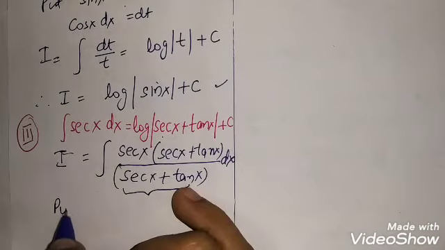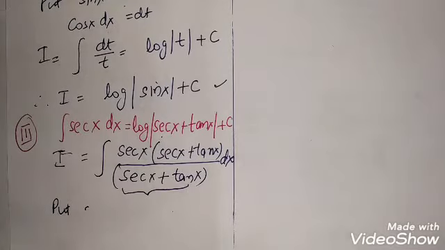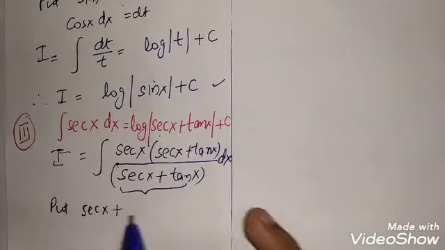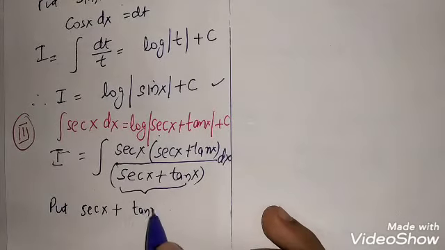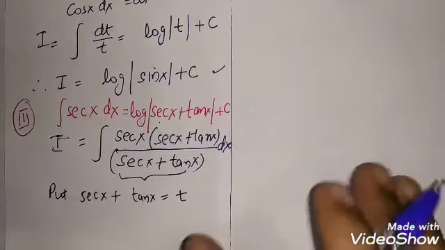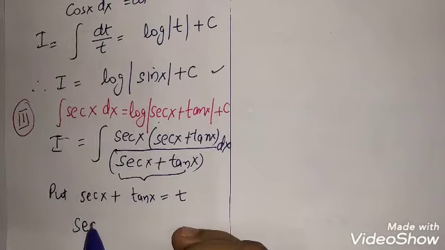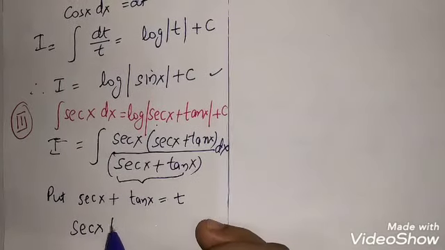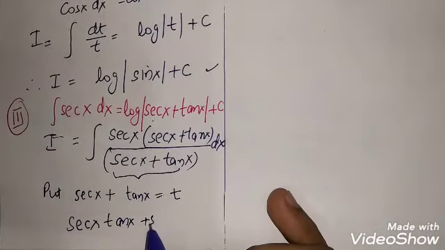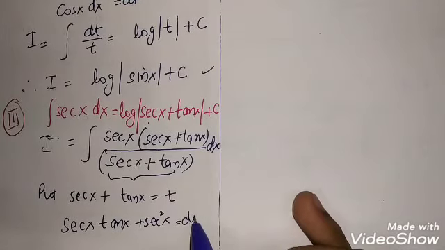Put secant x plus tan x equal to t. If secant x plus tan x equals t, then the derivative of secant x is secant x tan x, and the derivative of tan x is secant square x, so dt by dx.